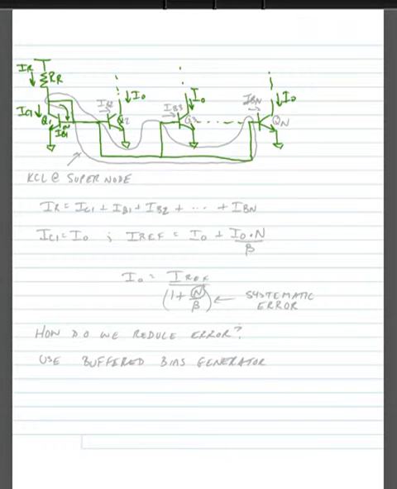So this would be Q1, Q2, Q3, all the way up to Qn. Now each of these transistors draws base current. So here we'd have IB2, here we'd have IB3, and here we'd have IBN. So if we were to do KCL at this supernode here, so all these transistors are connected, so we have a supernode.